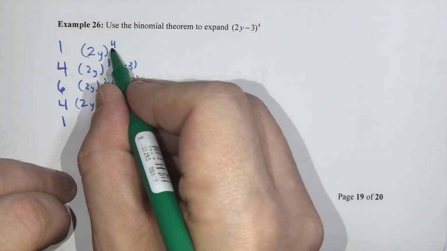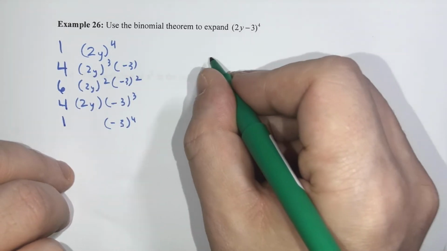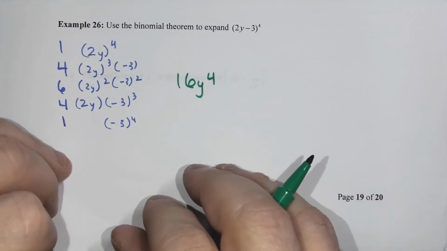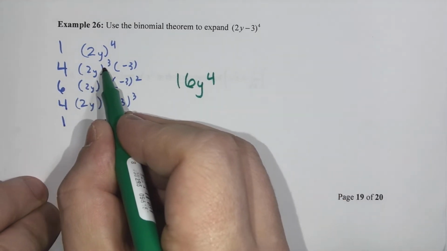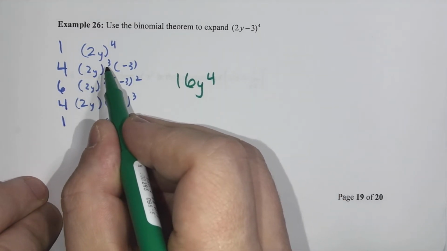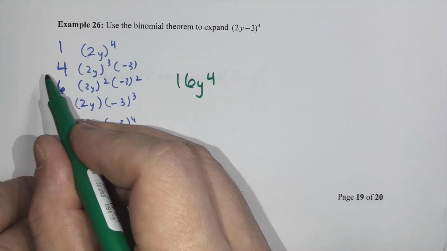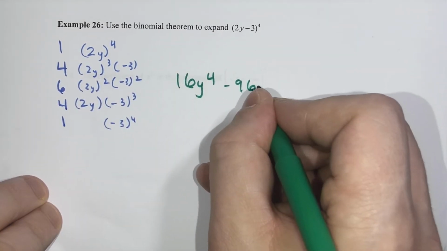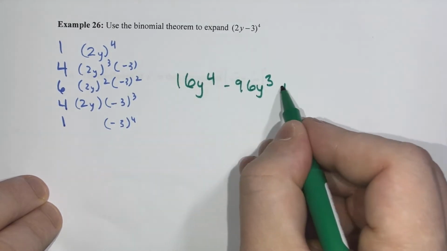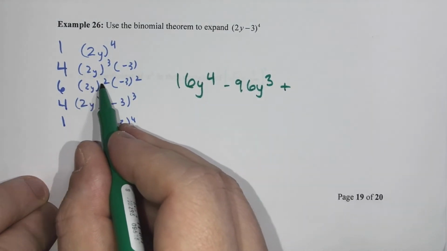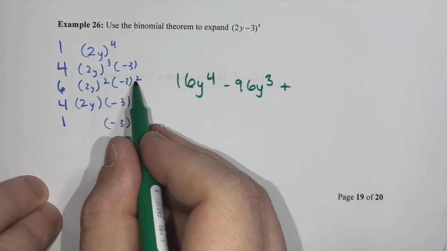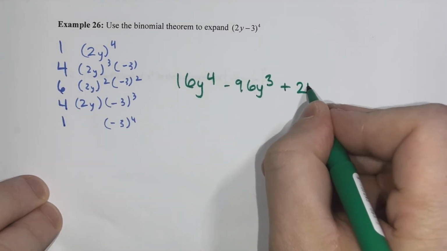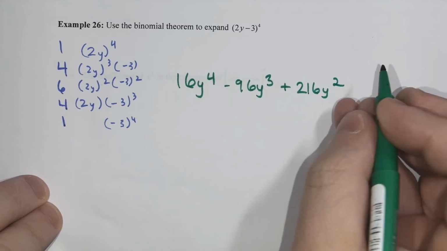2 to the fourth is 16, so this would be 16y to the fourth. Then we have 2 cubed is 8. 8 times 4 is 32. 32 times 3 is 96. Minus 96y cubed. Okay, 2 squared is 4. 4 times 9 is 36. Times 6 is 216. So we get a 216y squared.